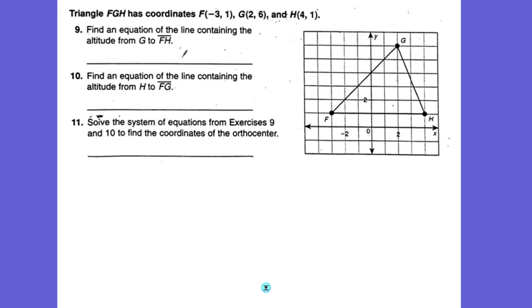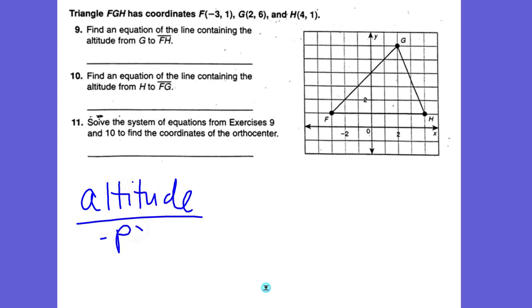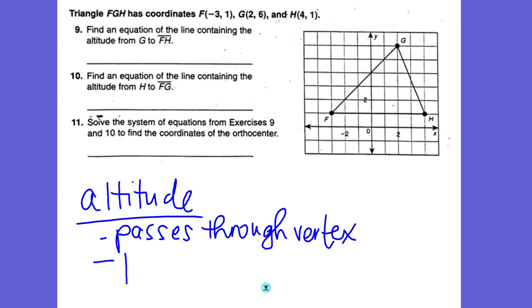Okay, so now we're going to find the coordinates of the orthocenter of a triangle. The orthocenter is where your altitudes intersect. So remember, your altitude passes through the vertex of the opposite side, and it's going to be perpendicular to the opposite side.